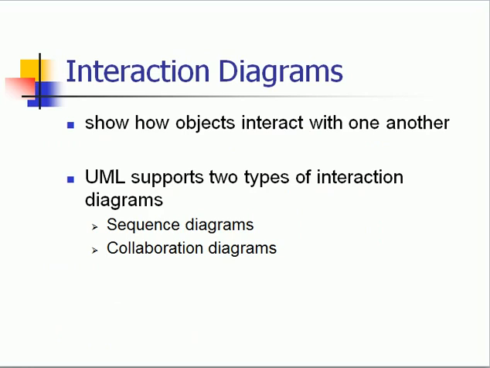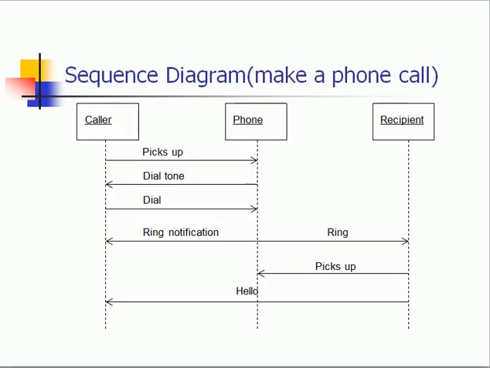Next one is the interaction diagram. An interaction diagram shows how the objects interact with each other. UML supports two types of interaction diagram: one is the sequence diagram and another one is the collaboration diagram. An example for the sequence diagram is making a phone call.